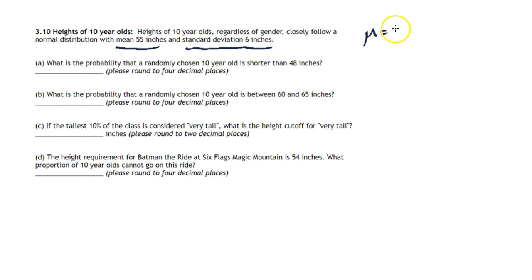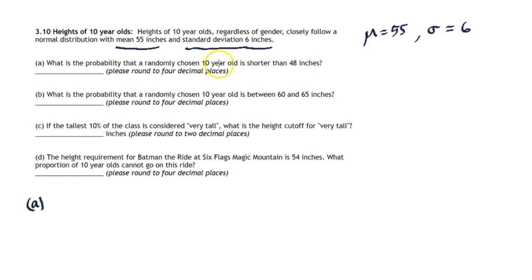So mean is 55 and standard deviation is 6. Alright, so we'll be using that information on all these parts. So part A, we'll address that right here. What is the probability that a randomly chosen 10-year-old is shorter than 48 inches?